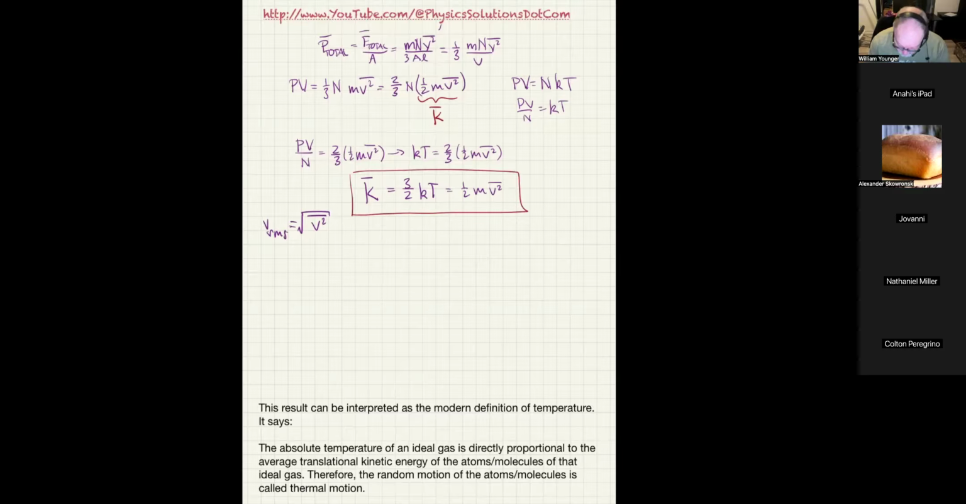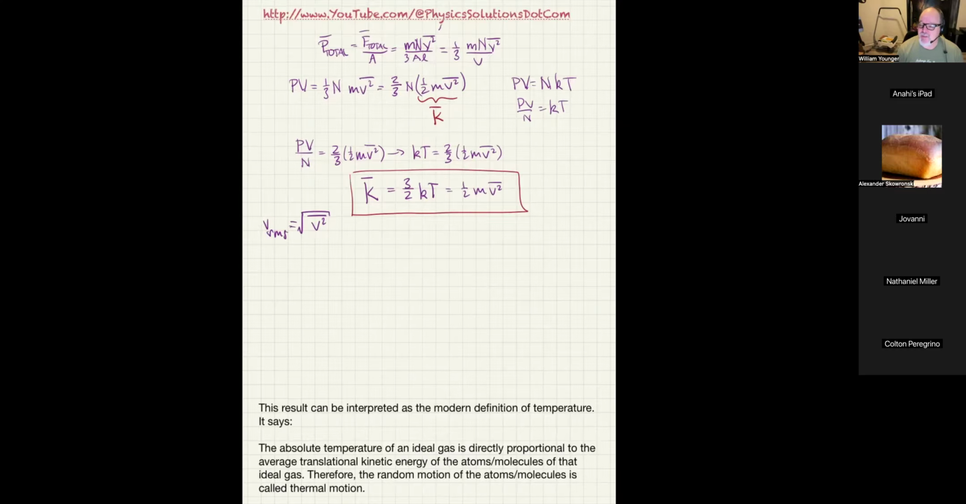It says the absolute temperature of an ideal gas is directly proportional to the average translational kinetic energy of the atoms/molecules of that ideal gas. Therefore, the random motion of the atoms and molecules is called thermal motion. Okay, so that's the actual definition, in some sense, of what temperature is. So if you say something has a temperature of, say, 12 Kelvin, what that means is I can use that 12 Kelvin and figure out exactly what the kinetic energy of translational motion the atoms/molecules have.